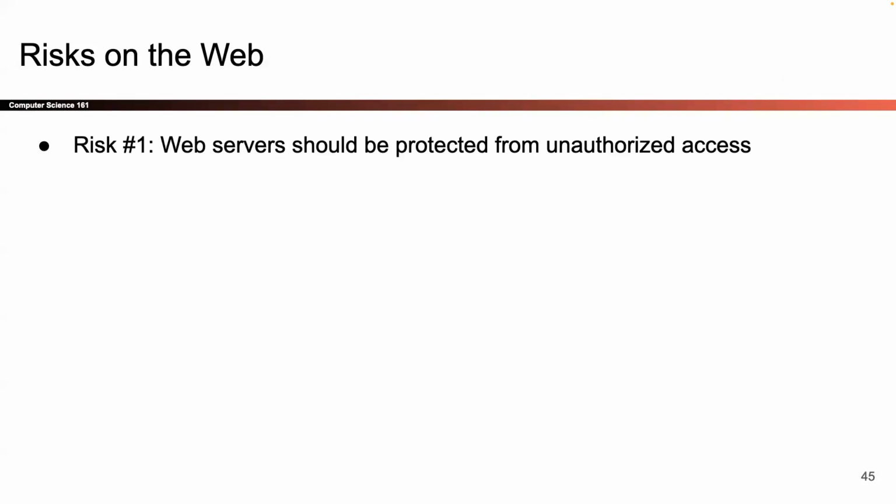So we know the system now. We know that users communicate with servers, the servers send the files, and the user executes HTML or JavaScript based on the files that are sent back. So we know how it works. Now let's think about what could possibly go wrong.